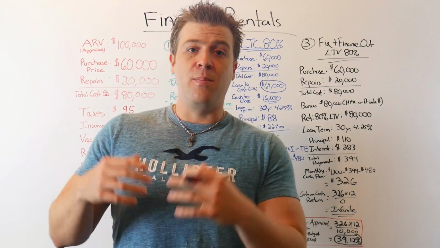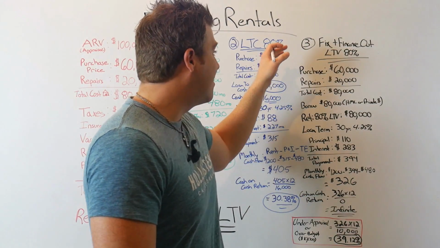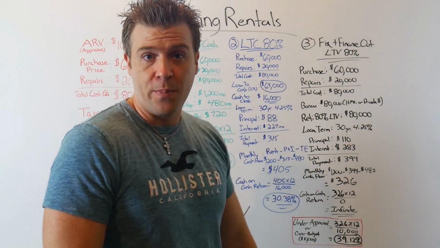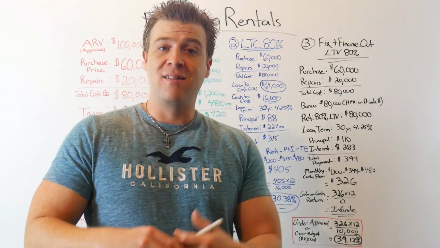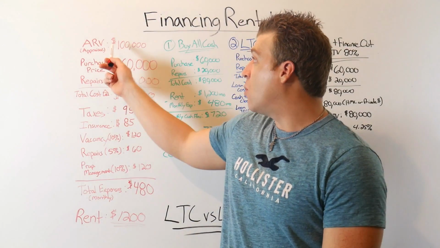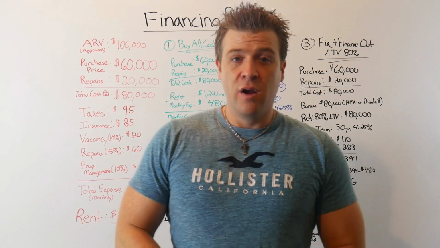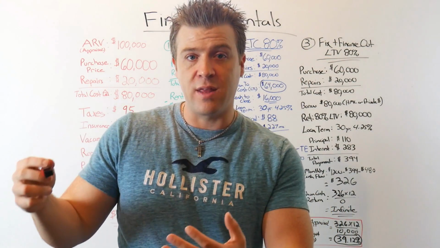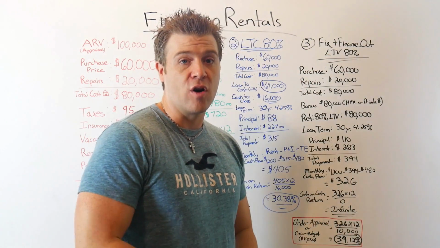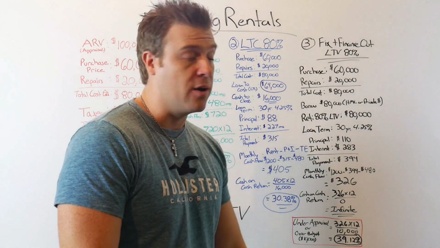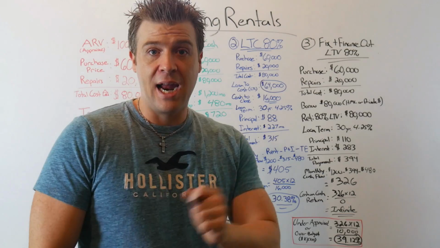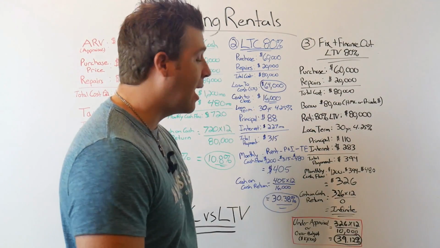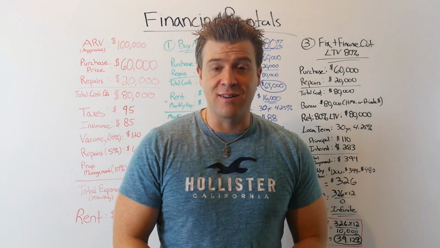Loan to cost is going to be against the cost of the property, $60,000 plus $20,000 repair, because we're putting up $80,000 to buy the property. They're not going to loan against the market value or appraised value once it's fixed up. That's $100,000. So we're not getting 80% of $100,000. We're only going to get 80% of our cost to acquire the property and do the repairs. So we're going to get $64,000. That's 80% of $80,000. You're going to have to put up the other $16,000.